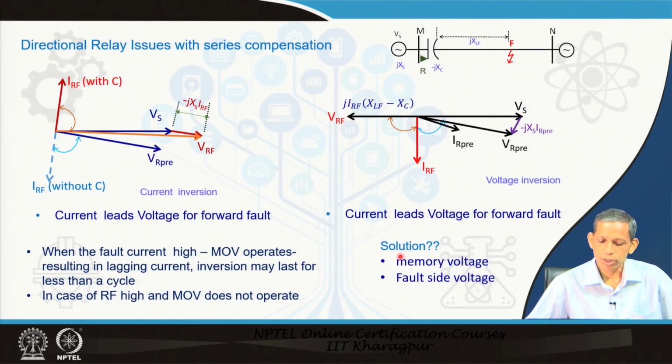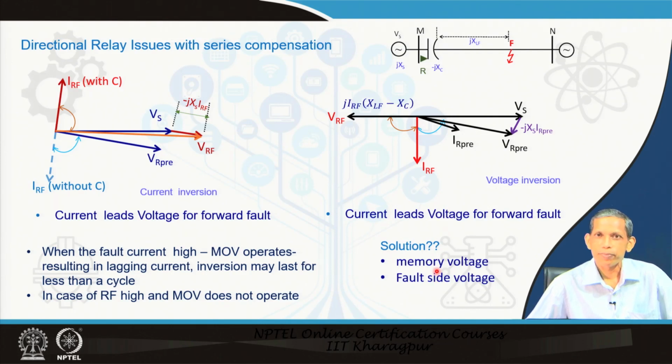Some of the solution strategies, if we see the voltage inversion issue: instead of taking the voltage at this point, if we measure the voltage at the line side, at this point, so for a fault from this side, the voltage calculation will not include the capacitor, and thereby the system will behave as usual, as we have seen earlier. So, if we can obtain the line side voltage, then the voltage inversion phenomenon will not create any problem for the directional relay approach.